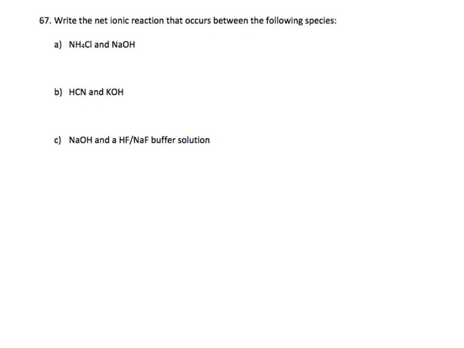67, write the equations for the net ionic reaction that occurs between the following species: NH4Cl and NaOH. So each of these are being mixed together and both of these will dissociate. And so what's going on here is the Cl- and the Na+ will just be spectator ions. They don't engage at all in the reaction. And this should look like NH4+. Forget about the Cl because it's a spectator ion, and the hydroxide from the other side will react to make ammonia plus water.